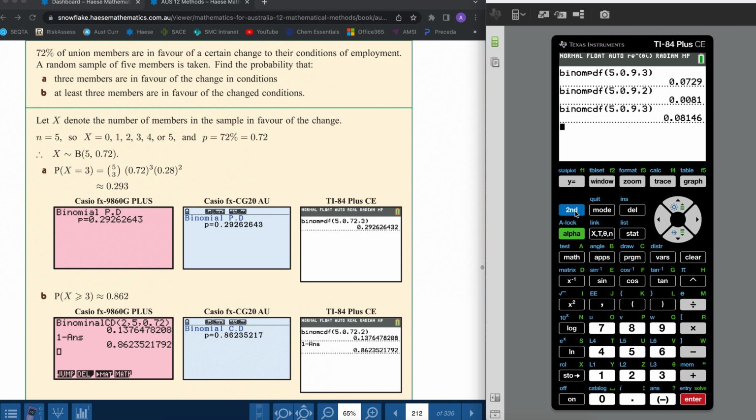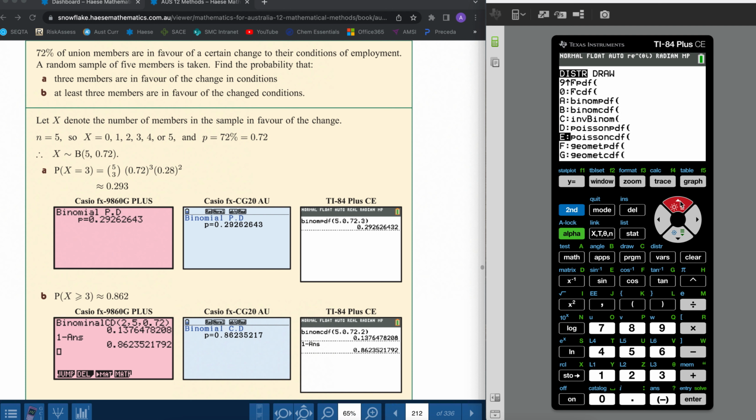So if I go into my distribution, in this one it is still 5 trials just because it happens to be 5 members this time. That's just by coincidence in those questions. Certainly that value will change at different times. So we've got 5 members that are being surveyed. We're talking about a 72% being in favour, so 0.72. A success or being in favour in this case is 72%. This is part B, we want the probability that at least 3 of those members are in favour of these changed conditions.